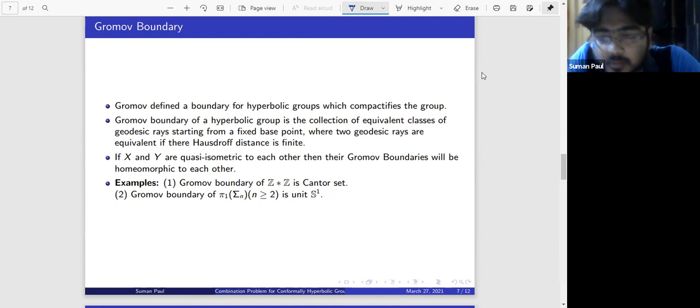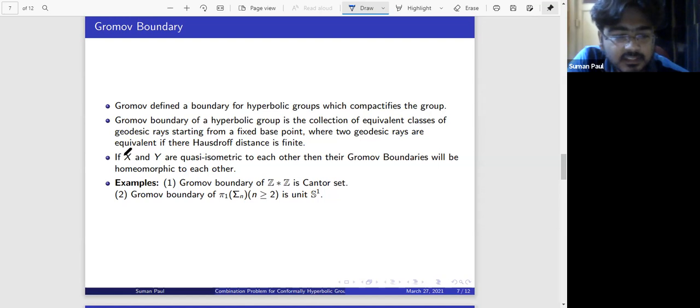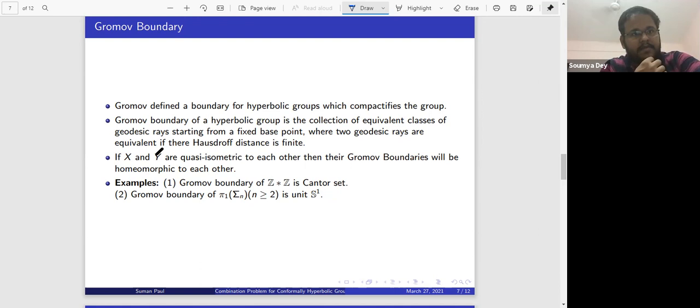What's his question? I do not fully understand. So the statement is that if X and Y are quasi-isometric, then the Gromov boundaries will be homeomorphic. So I want a counter example, or maybe you can tell me. What if the Gromov boundaries are homeomorphic? Then what can we say about X and Y? Are they quasi-isometric, or can we produce counter examples? I should mention that X and Y both are hyperbolic metric spaces, and they are quasi-isometric. Then their Gromov boundaries will be homeomorphic.